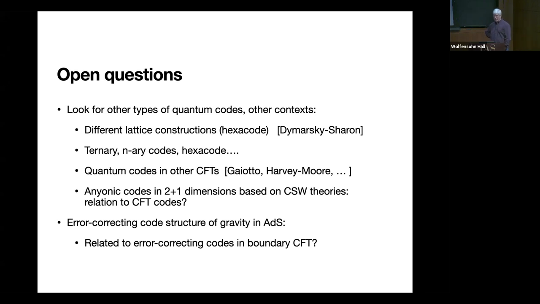And finally, the big question is, well, we've all heard about the error-correcting code structure of gravity in AdS space. And so I'll leave with a wide open question, which is, can we relate our boundary error-correcting codes with these bulk gravitational error-correcting codes?